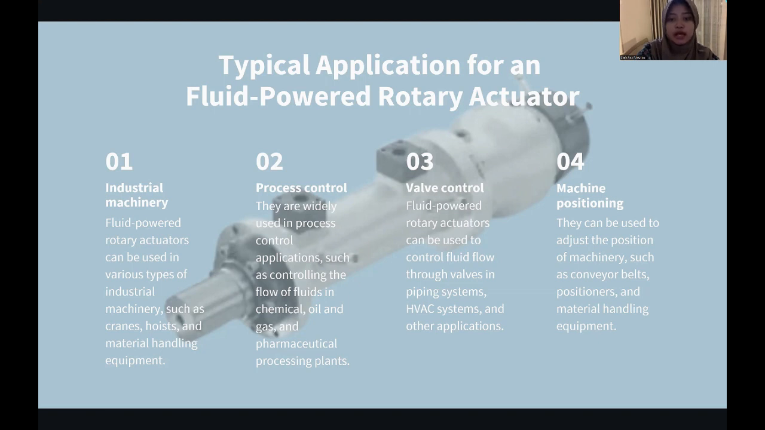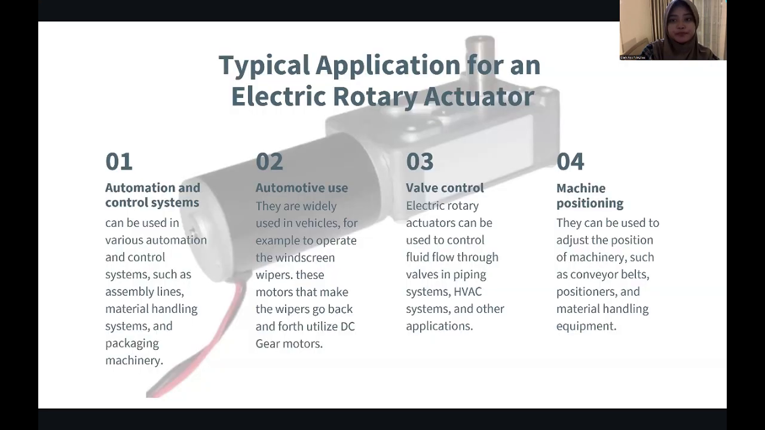And valve control, fluid power rotary actuator can be used to control fluid flow through valve in piping system, HVAC system, and other applications. For machine positioning, they can be used to adjust the position of machinery such as conveyor belts, positioners, and material handling equipment.